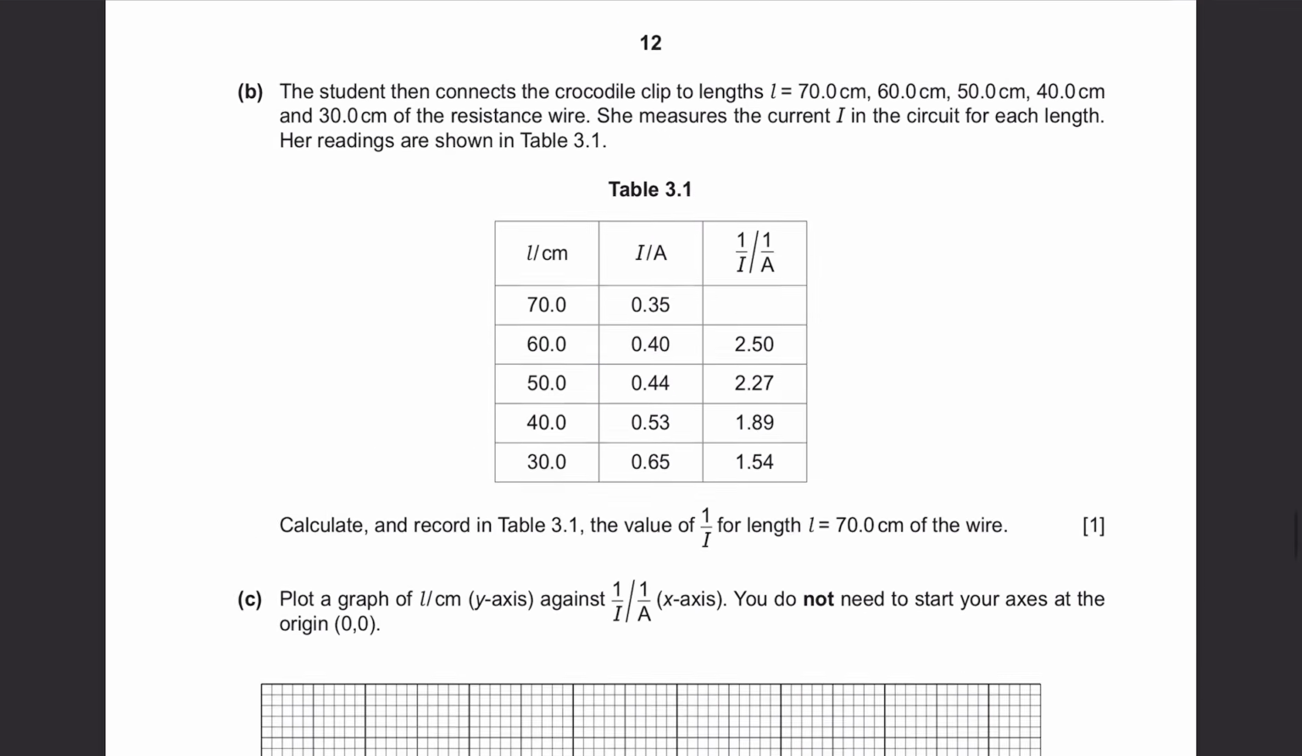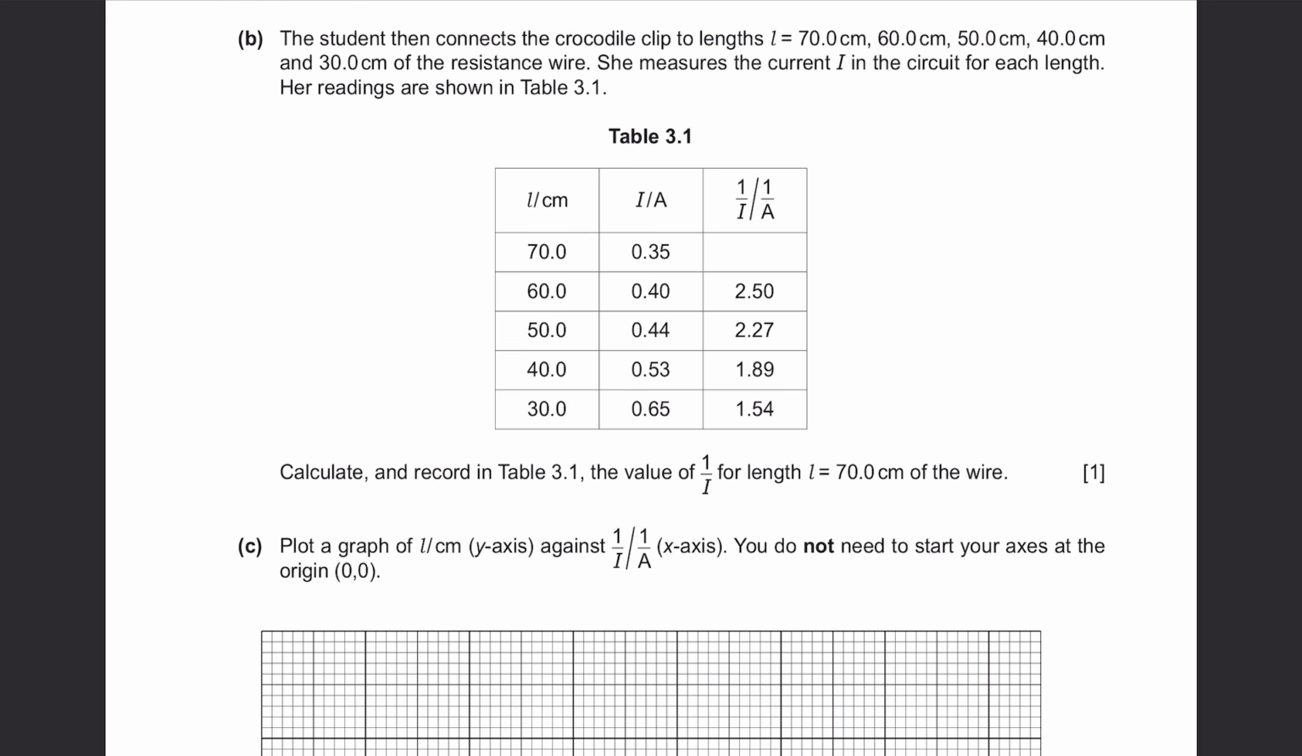Part B. The student connects the crocodile clip to lengths 70 cm, 60 cm, 50 cm, 40 cm, and 30 cm of the resistance wire. She measures the current I in the circuit for each length. Her readings are shown in table 3.1. We have a column for the length, the current, and the inverse of the current. Calculate and record in table 3.1 the value of 1 over I for length 70 cm of the wire. Okay, it's obvious what we need to do. 1 divided by this number, 1 over 0.35 equals 2.86.